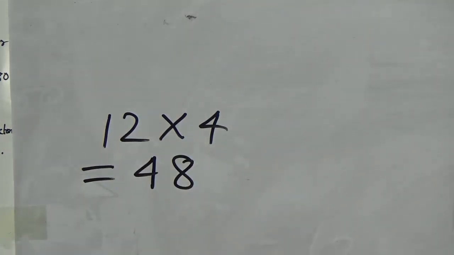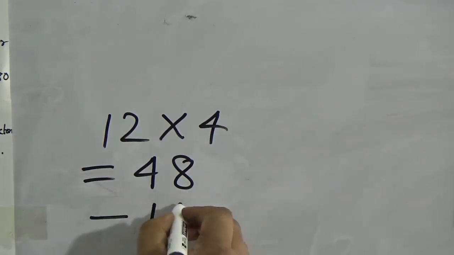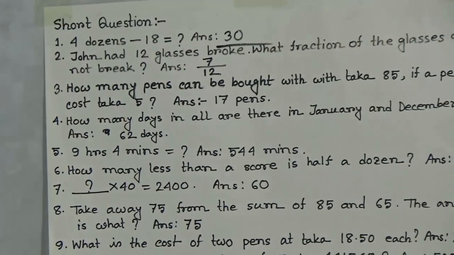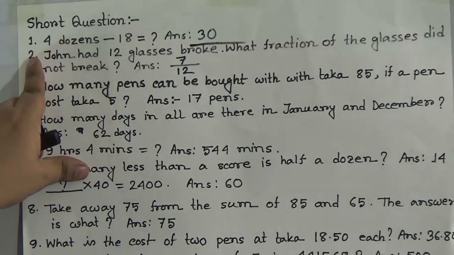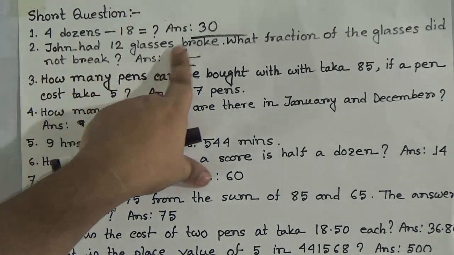Now subtracting this 18 from this 48, if we subtract, then we get 30. So 30 is the answer. Our next question is, John had 12 glasses.